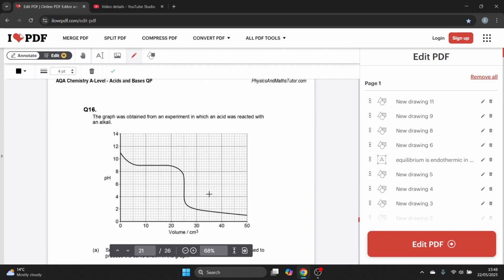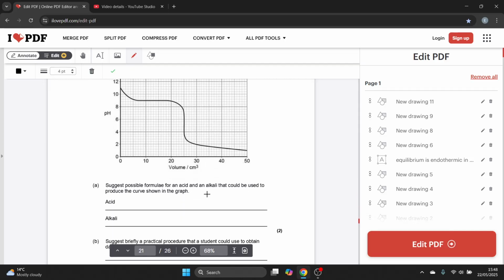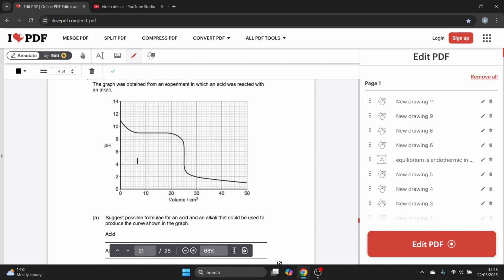The graph was obtained from an experiment with an acid reacting with an alkali. Suggest possible formulae for an acid and alkali that could be used to produce the curve shown in the graph. I'm going to go to my textbook because I haven't memorized these curves, which you have to, obviously, because you can't just pull out your textbook during the exam. It doesn't work like that.